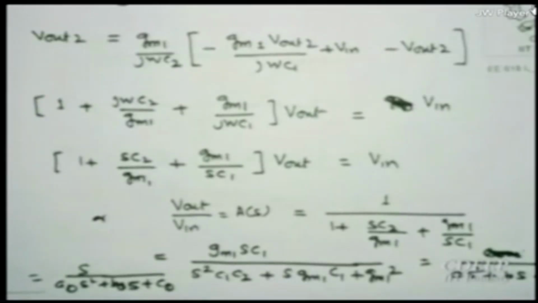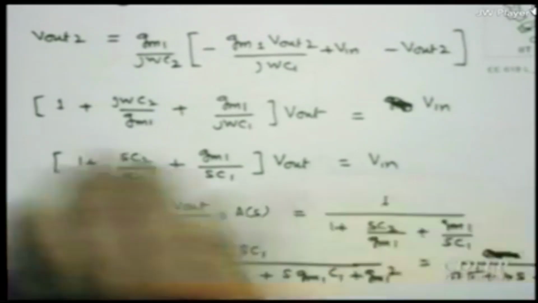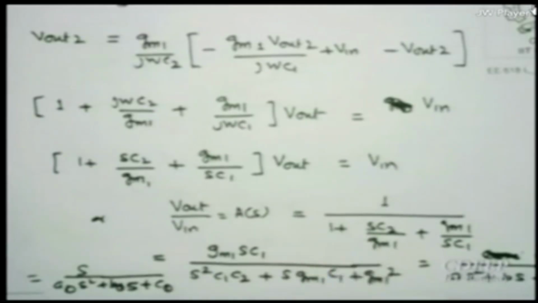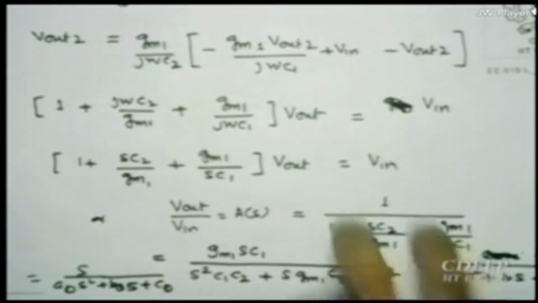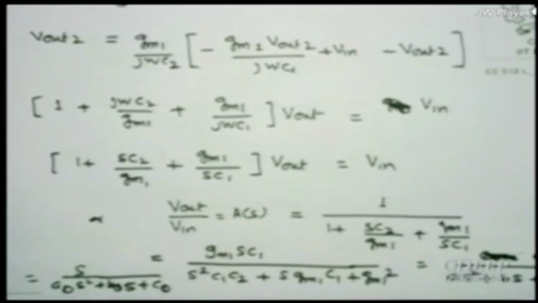And if you see, if I take this SC1 and multiply numerator and denominator by GM1 SC1, so that goes up, this becomes GM1 SC1, this becomes SC1 SC2 into S, that is S square C1 C2, and this becomes GM1 square. Just multiply numerator and denominator by G1 into SC1, both sides, top and bottom. So you get a term which is G1 SC1 upon S square C1 C2 plus SG1 C1 plus GM1 square.